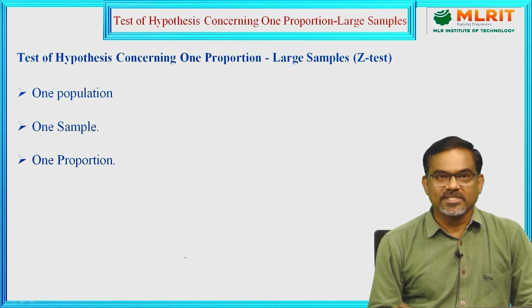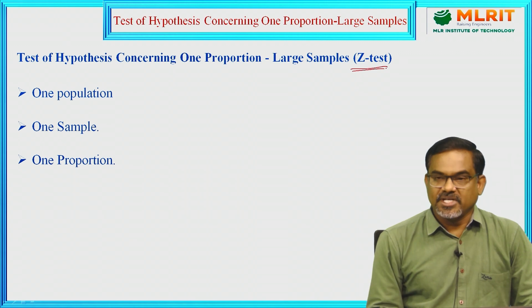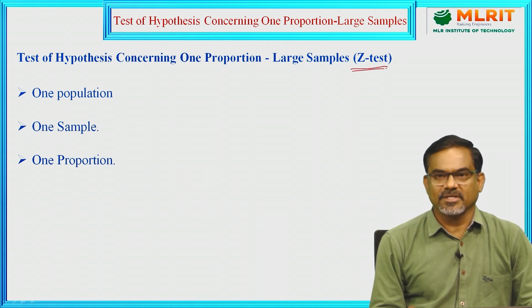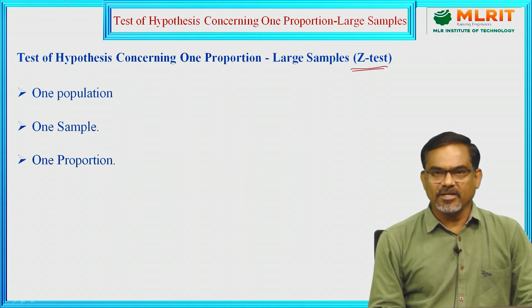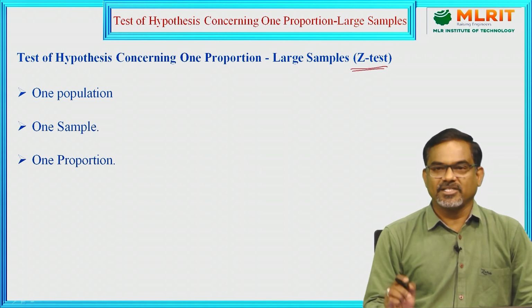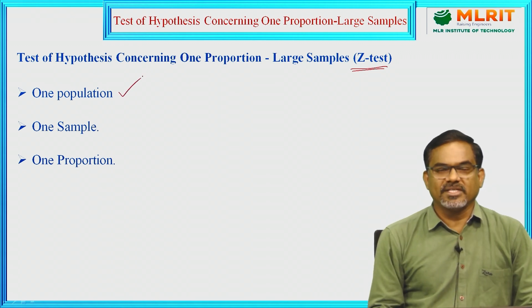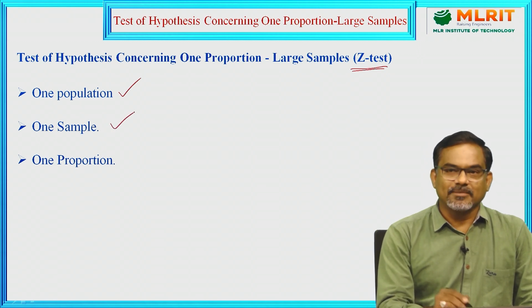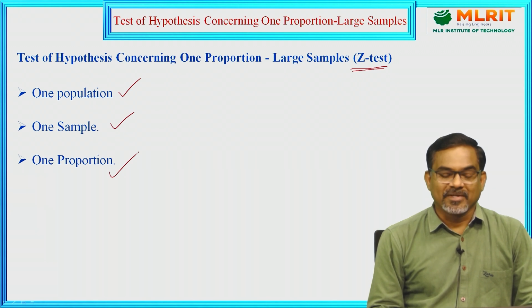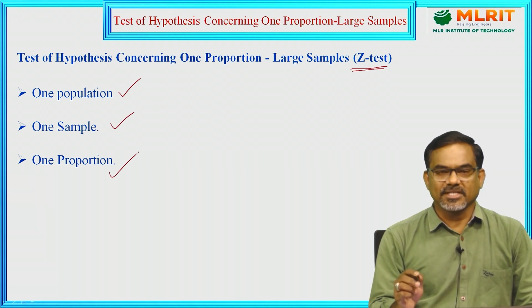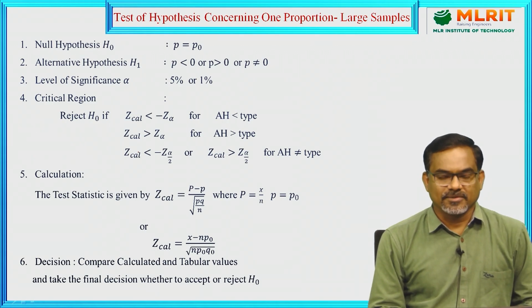Now, test of hypothesis concerning one proportion for large samples. Here again we use the Z test, which we have used in the previous tests also. That means in the testing of hypothesis concerning means, one mean and two means for large samples, we applied the Z test. Here also we apply the same. So, let us consider a single population, from that draw a sample and compute the proportion from that sample. This comes under testing of hypothesis concerning one proportion for large samples, and the test is as follows.